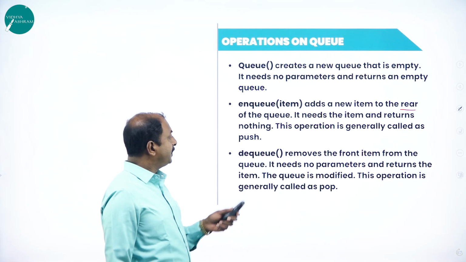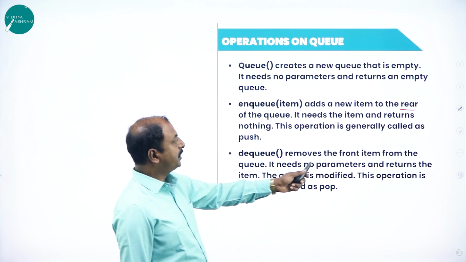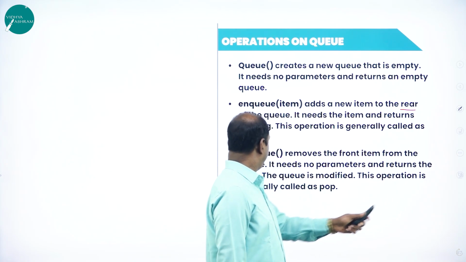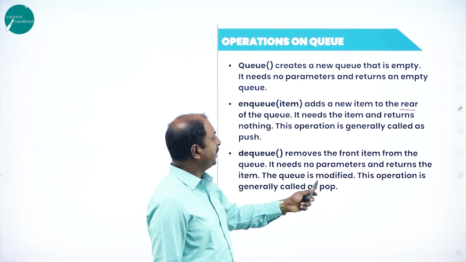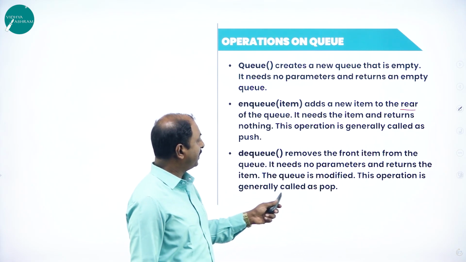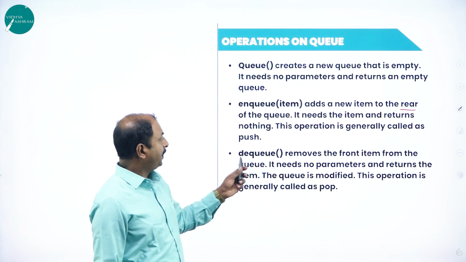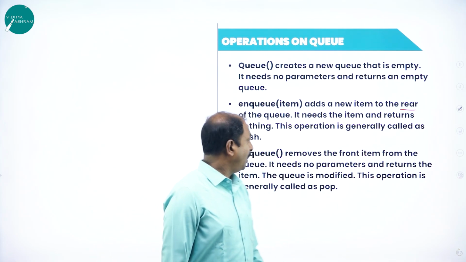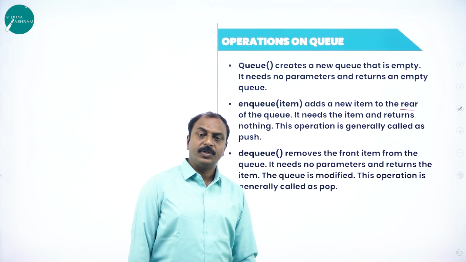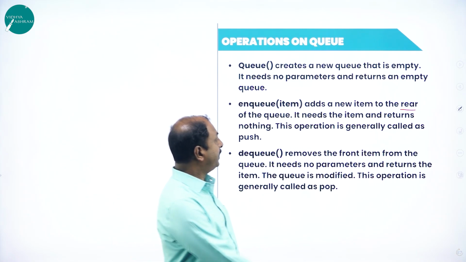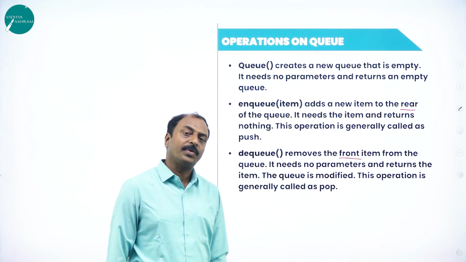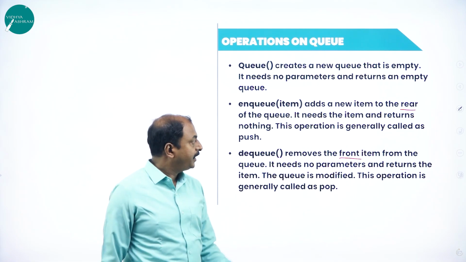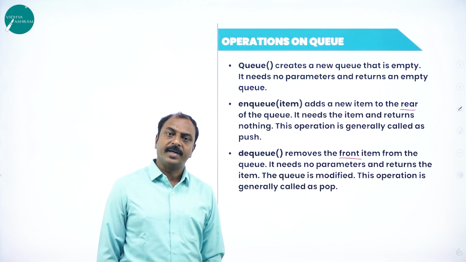The next operation is DQ. It removes the front item from the queue. It needs no parameters and returns the item. The queue is modified. This operation is generally called the pop operation. DQ is nothing but deleting an element from the queue, or removing the element. And we know that deletion takes place at the front point or front pointer. So DQ is an operation to remove elements at the front pointer.